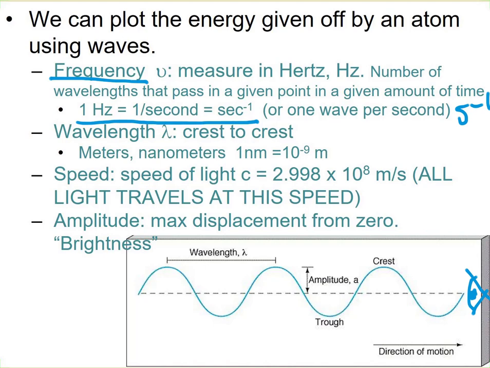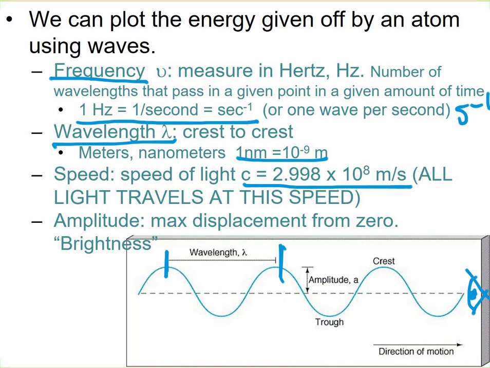The wavelength would be from crest to crest. So from this to here, that's your wavelength. And that is measured with the Greek letter lambda. And it's measured in meters if we're talking about something like radio waves. But once we get to like visible light or microwaves, sometimes it's changed to nanometers. And this is the conversion to nanometers. Light travels at the speed of light, and this is a constant. So c is the speed of light.